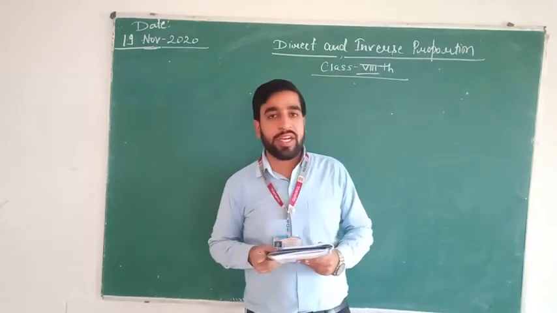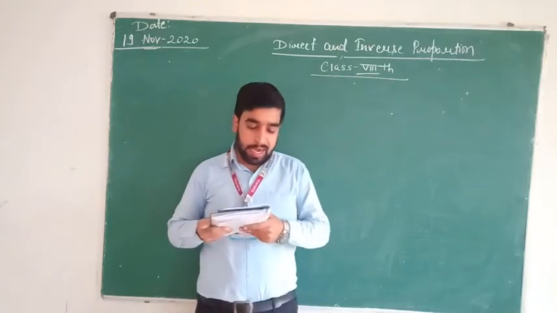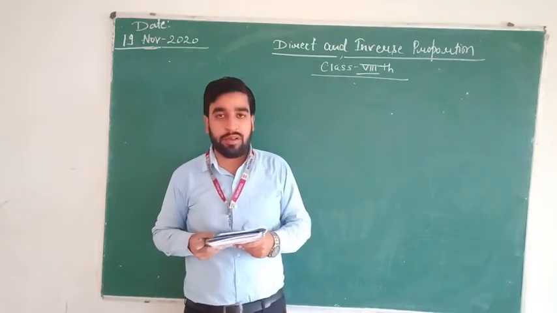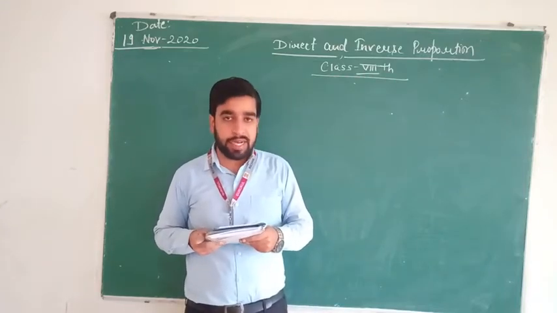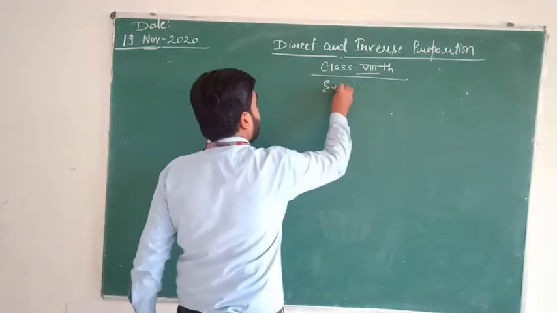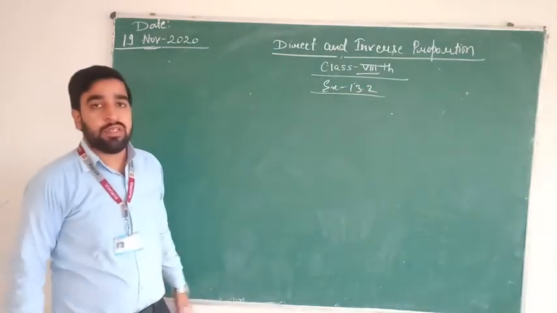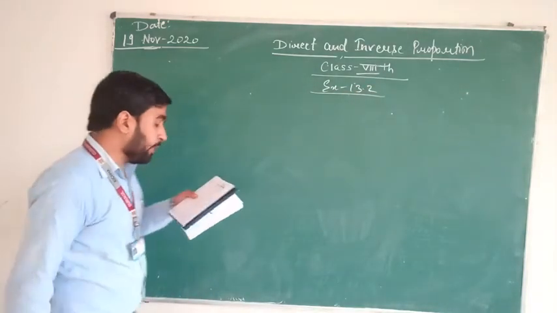So, students, already the chapter direct and inverse proportion was going on, and till question number 5 we have solved. Now, students, we are going to extend that exercise. That is exercise 30.2. We will solve the next question. That is question number 6.